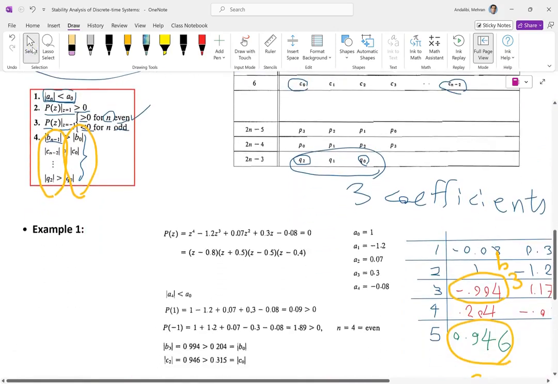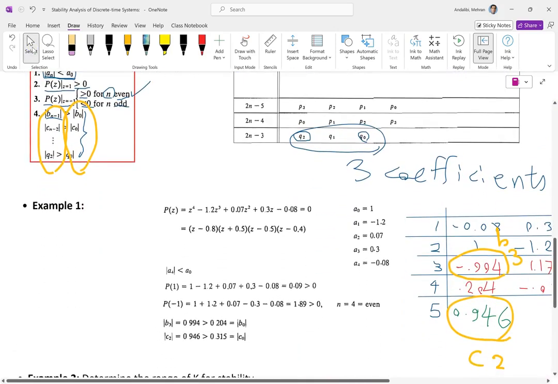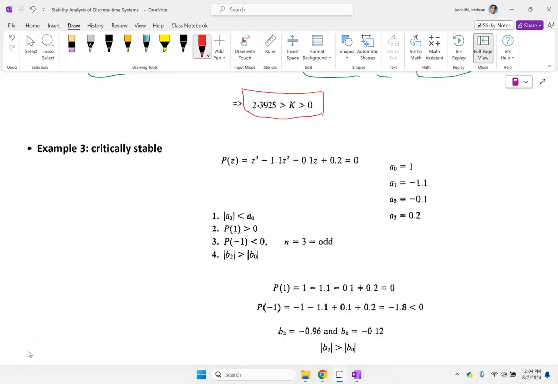And you might say, well, do you have any example of a system for which it tests as unstable? Could you show me an example of a characteristic polynomial that, when you do this Jury test, goes unstable or critically stable or something? Yes, let me show you that. So for that, here, example 3, we're going to look at a system that is critically stable.